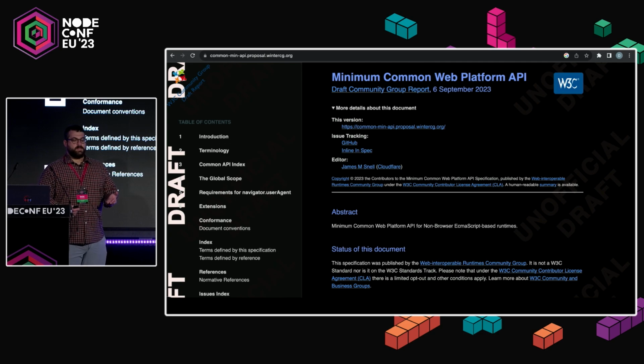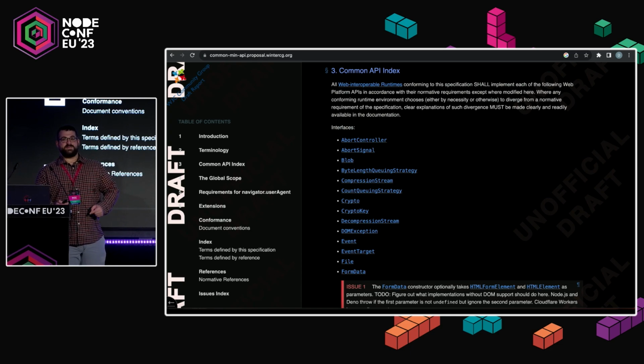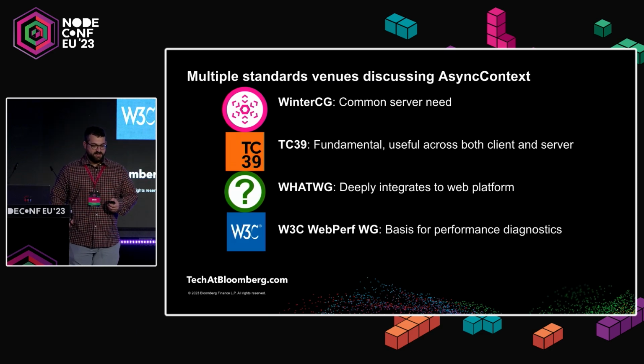So one important thing that WinterCG is working on is the minimum common API. This is a set of web APIs that all things would need, that we expect to be kind of a minimum basis for web environments. Maybe one day this could be extended to mean this is what WinterCG compliance means, but we haven't actually fully defined that yet. AsyncContext is being defined based on the collaboration of multiple different standards venues.